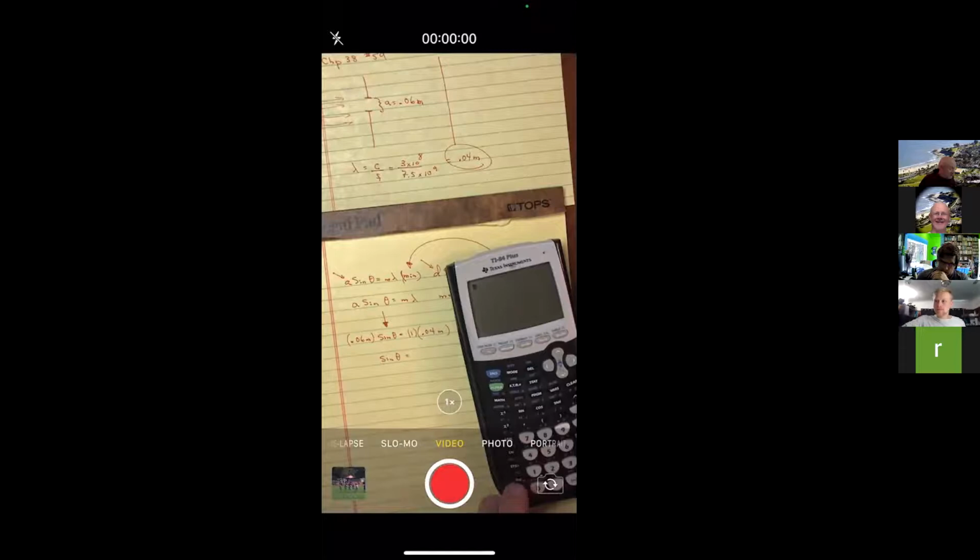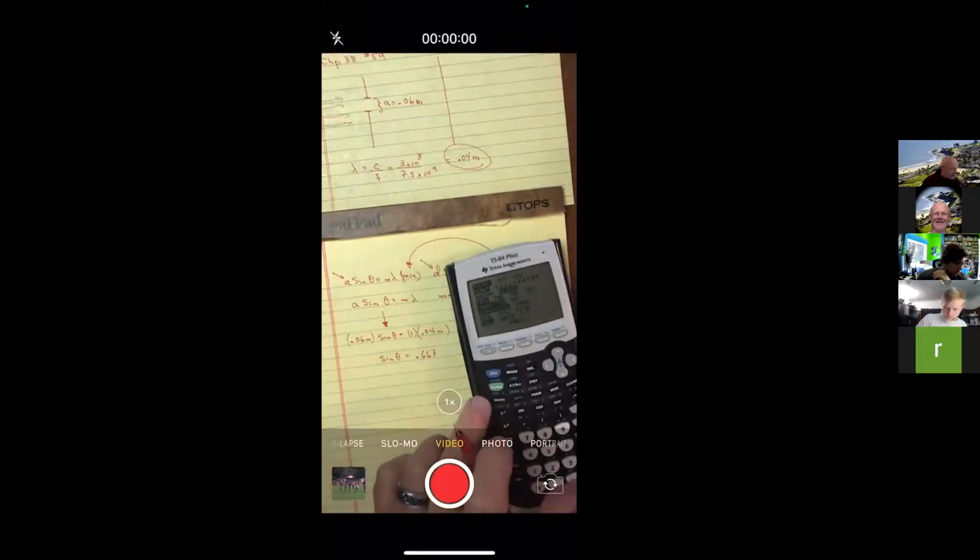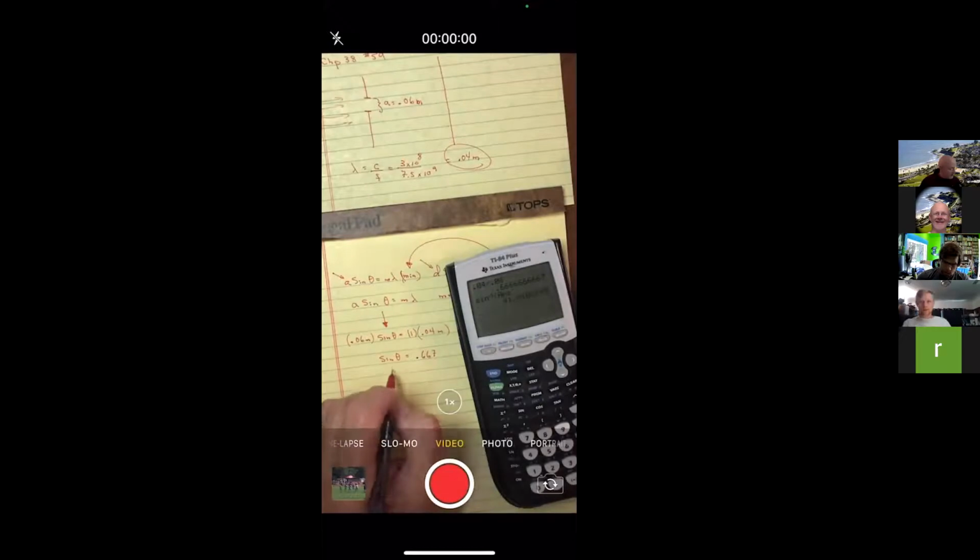This is a little beyond the small angle approximation for me. 0.04 over 0.06, isn't that 2/3? Yeah. I'm in degrees, so maybe I'll leave it in degrees. Let me take the inverse sine of 2/3. And so we're looking at about 41.8 degrees.